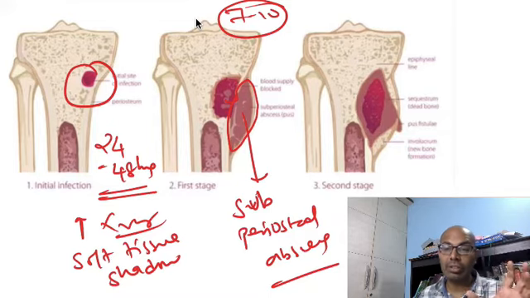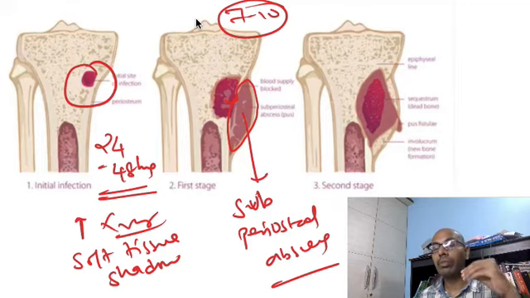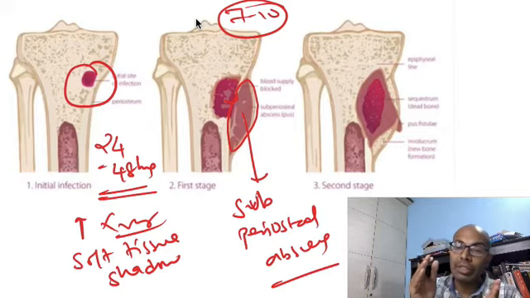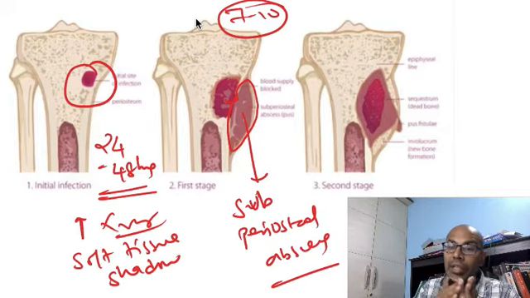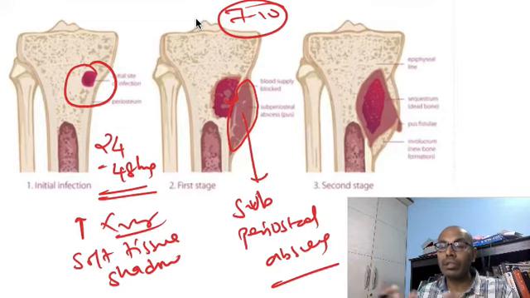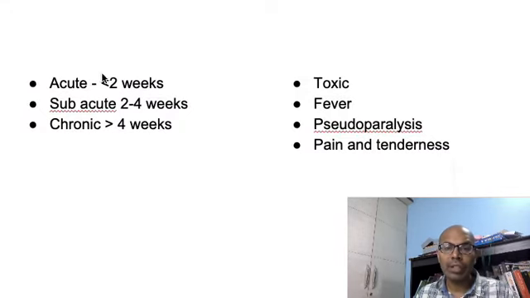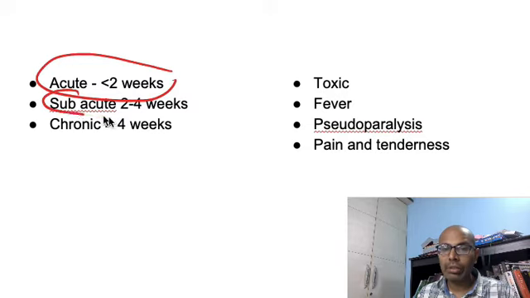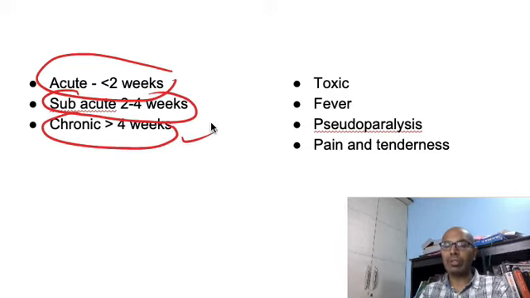So in the initial phase, you have abscess formation in the bone, that is, pus formation in the bone. This ruptures through the cortical bone and elevates the periosteum, forming the subperiosteal abscess, right? And in the chronic phase, you have the sequestrum, involucrum, or chronic osteomyelitis occurring. So when do you call it acute? If it is less than 2 weeks, it is called acute. Subacute if it is 2 to 4 weeks, and chronic if it is more than 4 weeks, right?